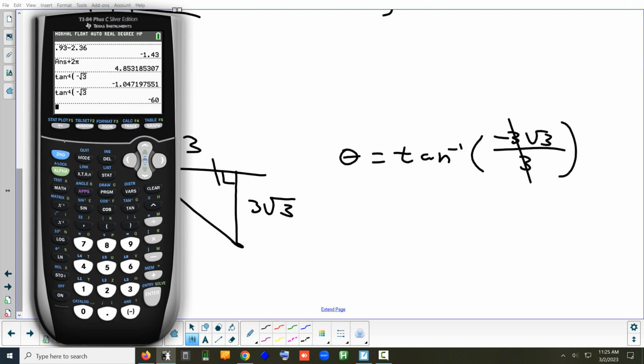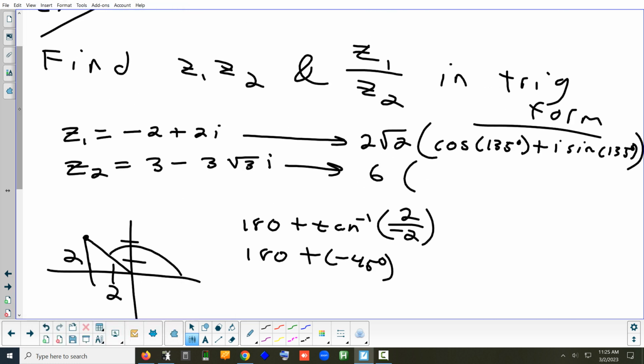Okay, so the angle is negative 60, or if we don't want to deal with the negative, what can I add to it? 360. Which would make it 300. So I'm going to use 300 as my angle. And if you wanted to leave it as negative 60, I guess you could, because it's not the final answer to the problem. It's just a piece of information we're going to use.